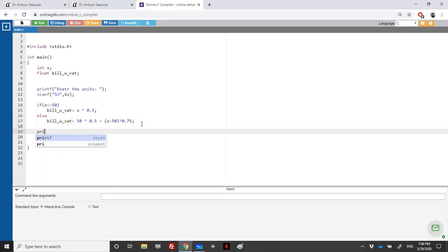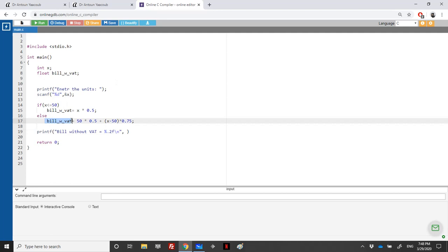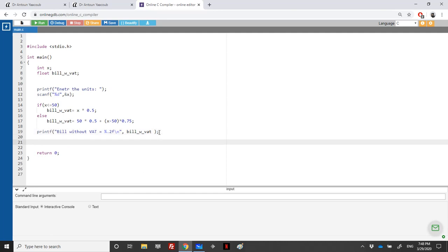So we should print it, because they are asking us to print it. So printf bill without VAT. It will be percentage dot 2 f, for float, backslash n, and then the bill without VAT. Then the bill with VAT, we should just multiply it by 1.11. So it's the amount, the bill without VAT, plus the bill without VAT multiplied by 0.11.